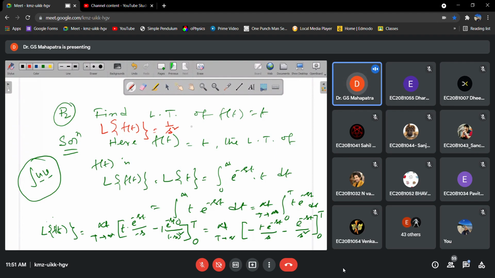Here also the same case. You should write provided that the real part of s is greater than 0, otherwise it will not be defined. Okay, next.